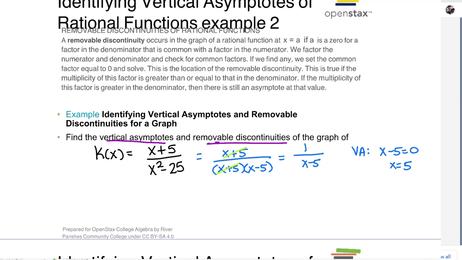However, there is a hole in the graph, or a removable discontinuity, at x plus 5. If we solve this one, we see there's a hole in the graph at x equals negative 5. Because here's the deal: if you were finding the domain, you would use this denominator, and it would show you that x is all real numbers except for 5 and negative 5. At 5, there's going to be a vertical asymptote. At negative 5, there's not a vertical asymptote, but it's still a hole in the graph because that value would still make the function undefined.